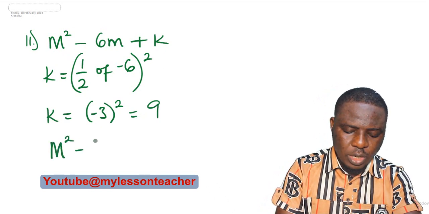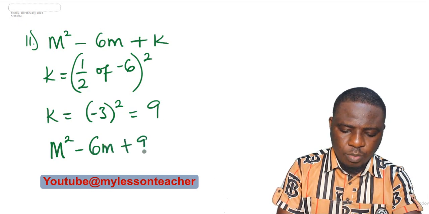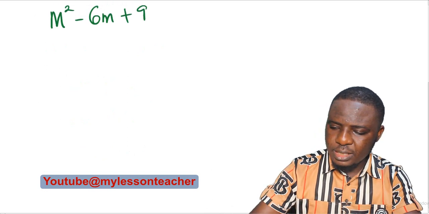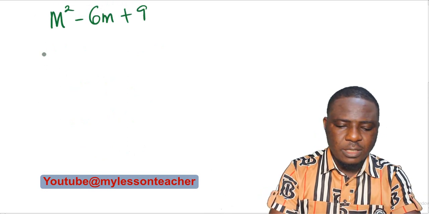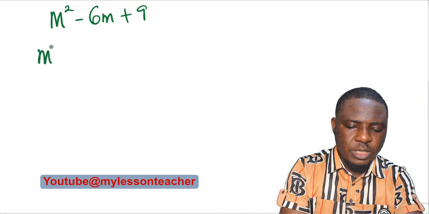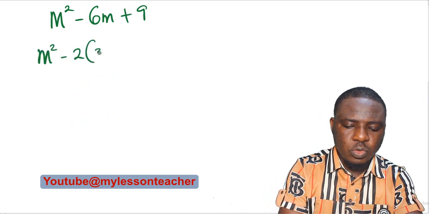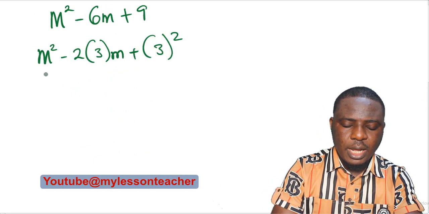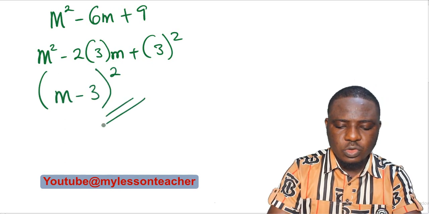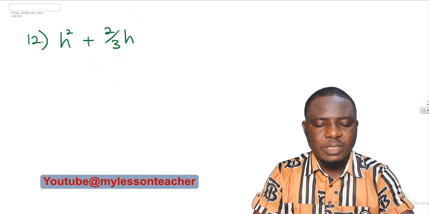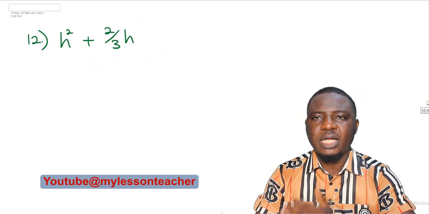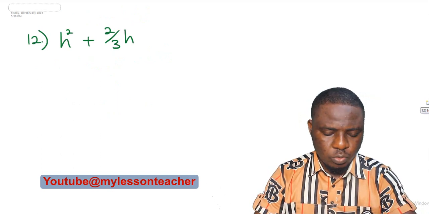So that becomes m squared minus 6m plus 9 is said to be a perfect square, and we can then factorize it by first of all simplifying it to be m squared minus 2 into 3m plus 3 squared, and this can be factorized as m minus 3 all squared. Question 12. This will be the last example I'm going to solve using method 1. From question 13, we shall be looking at the method 2.